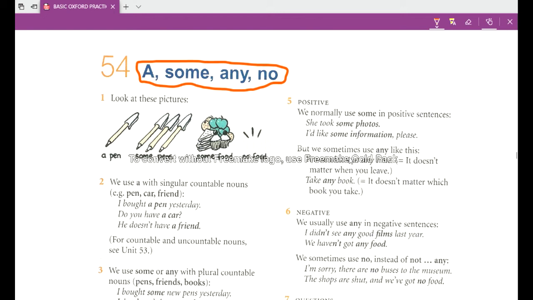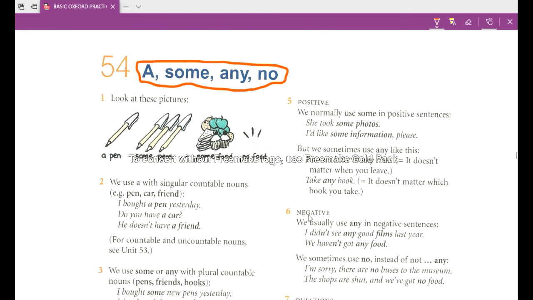If you are at my library and you want a book, I can say take any book. The sentence is positive, of course, but it doesn't matter which book you take, which book you are carrying with you. It's not a problem. So we can use any only in this case.